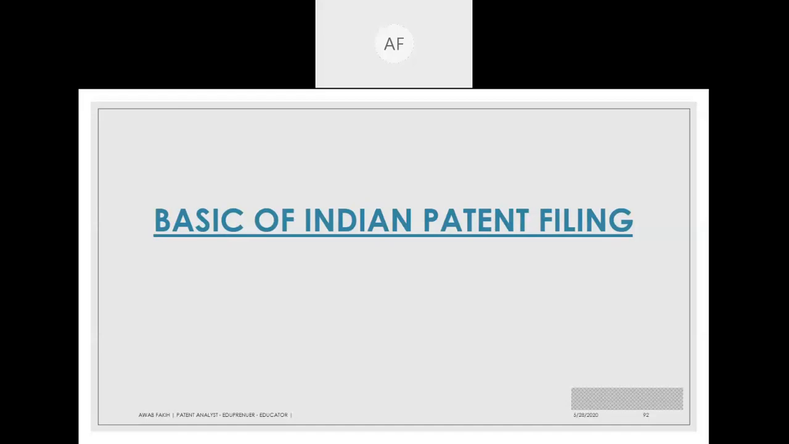When I say the address for service, this is when you fill the application form, the Indian address which you write for communication. That is known as the address for communication or address for service.